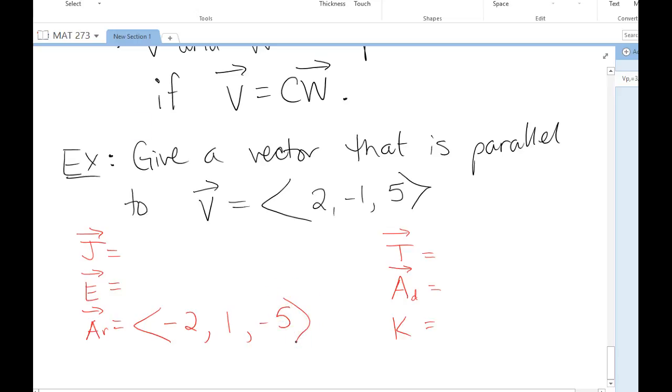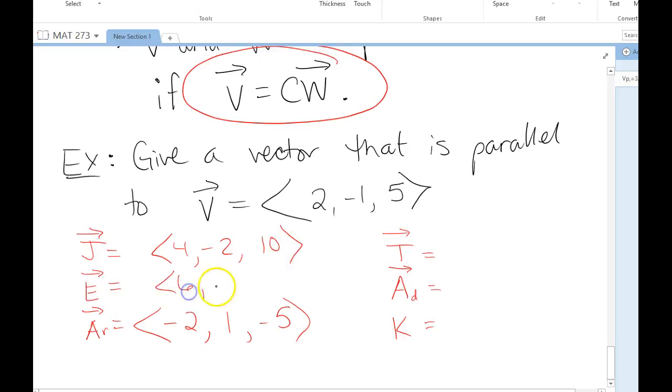Perfect. One vector must be a scalar multiple of the other. Oh, okay. 4, -2. Joa was louder. I heard Joa say 4, -2. Eason says 6, -3, 15.